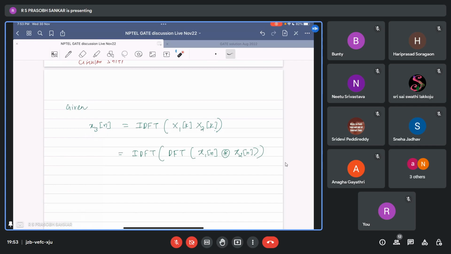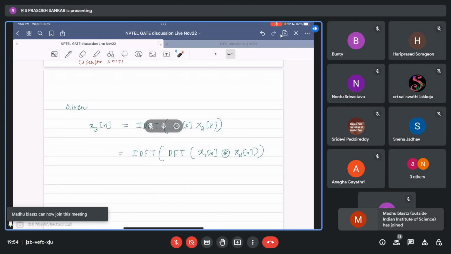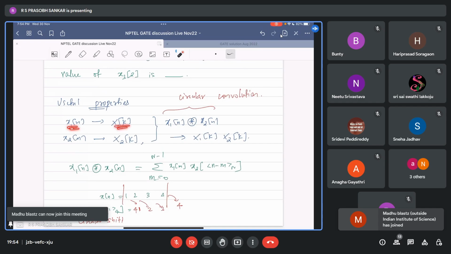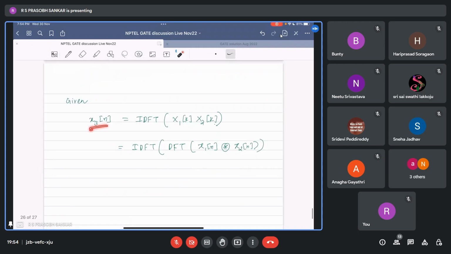So what do we have? x3 of n, this is time domain, is the inverse DFT of X1 of k times X2 of k. From the properties, we know that if x1 of n gives X1 of k and x2 of n gives X2 of k, then X1 of k times X2 of k corresponds to the DFT of the circular convolution of x1 of n and x2 of n. This is not given in the question, but this is from the property. So we have x3 of n to be the IDFT of the DFT of x1 of n circular convolution x2 of n.